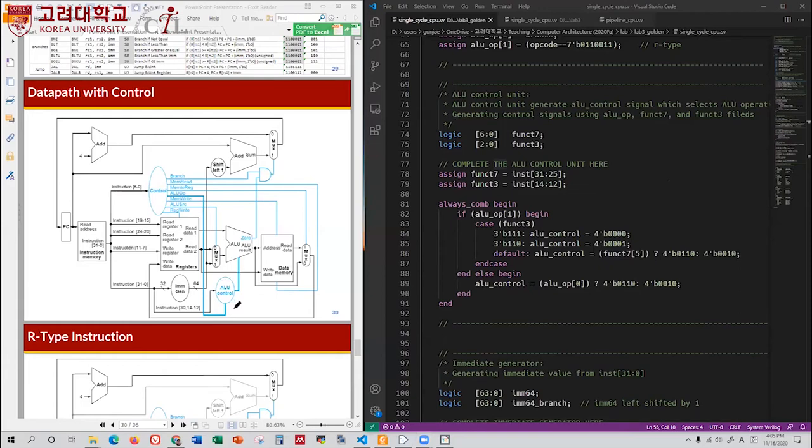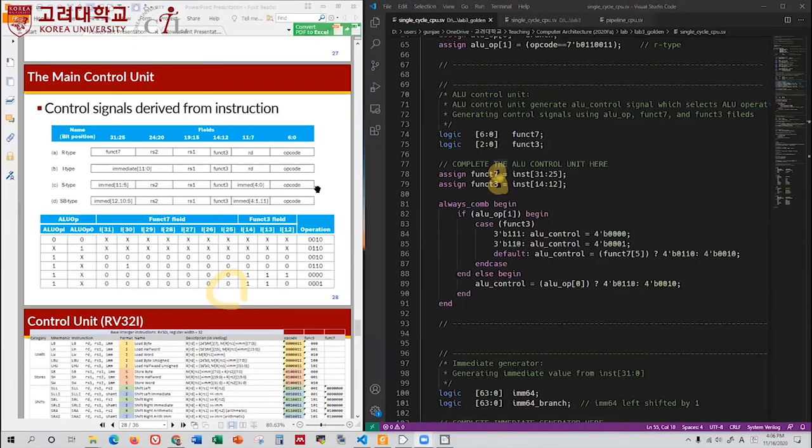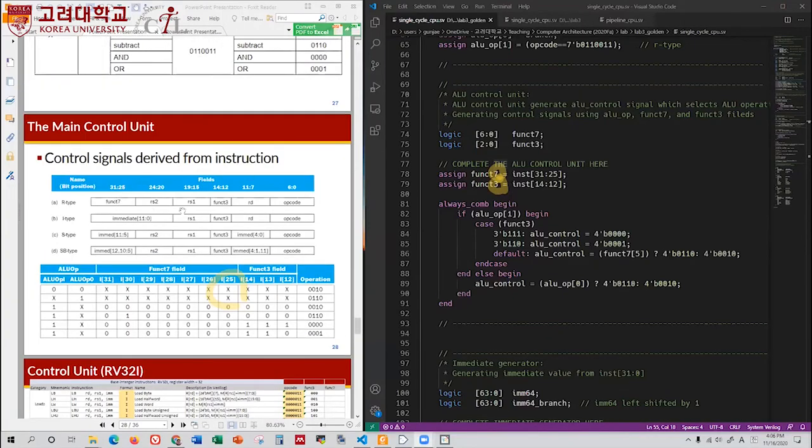So the ALU control unit just receives the ALU OP signal from the main control unit, and then receives this funct7 and funct3 from the instruction. So if you see this code, you can find the funct7 is here, and then the funct3 code field is here. Okay.